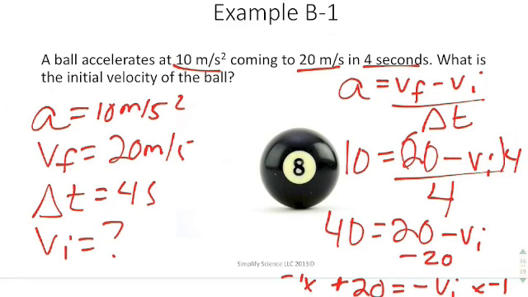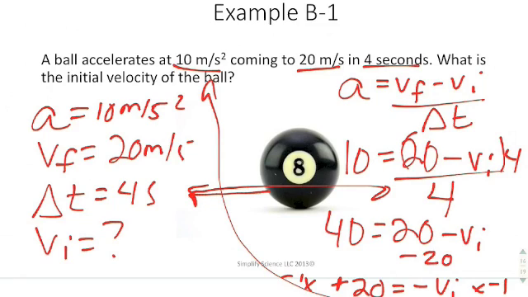People usually have a hard time dealing with this. How can the initial velocity of the ball be negative? That doesn't make any sense. Well, remember, an initial velocity of negative 20 meters per second just means that the ball was moving this way to start, and then now is moving this way. So it just changed its direction, and it does make sense to have a negative initial velocity.